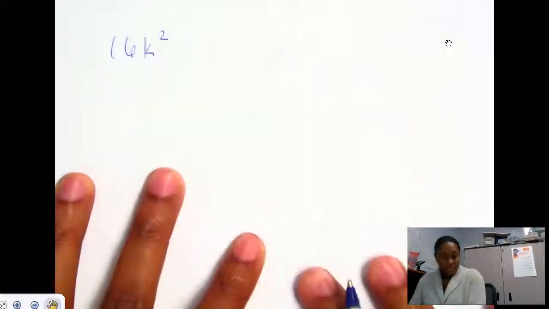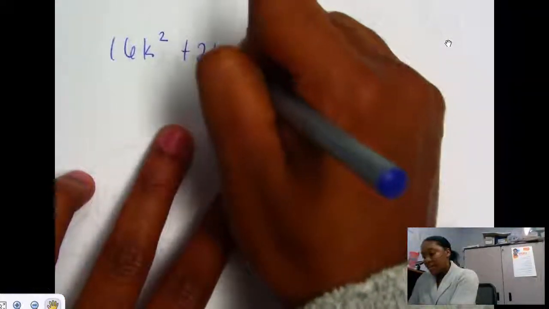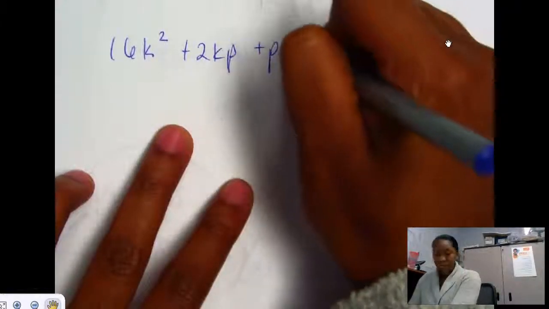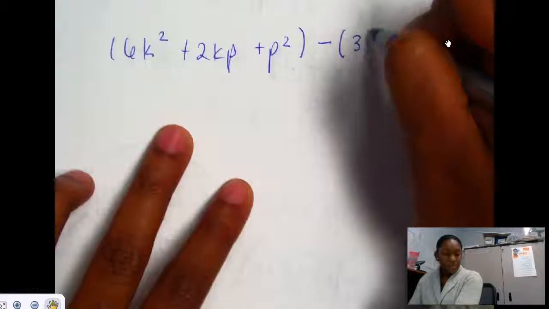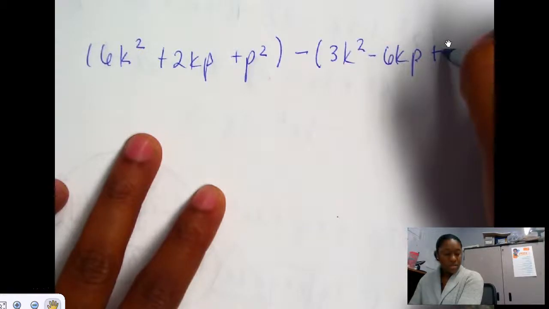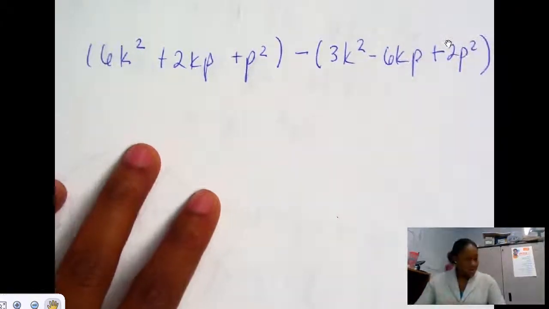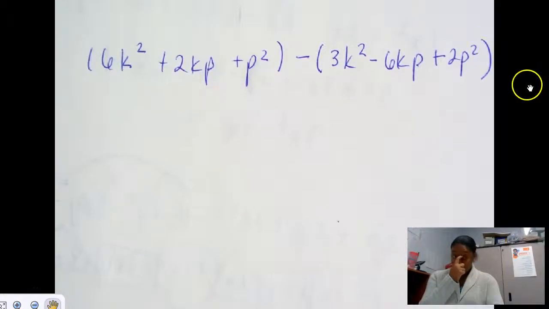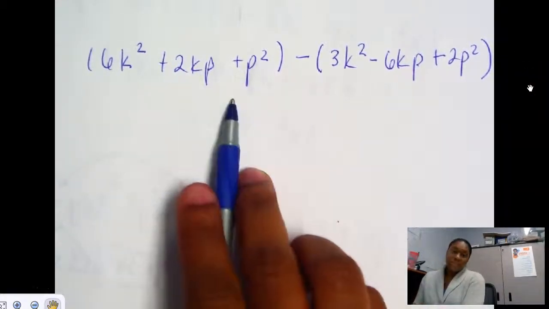Now I'm jumping to the back of page 286, and I'm going to do some more subtraction, then I'll do addition. Let's look at this one, number 60 on page 287. I have 6k squared plus 2kp plus p squared minus 3k squared minus 6kp plus 2p squared. Hopefully I got all the right terms. Okay, so again, let's drop down everything in this front parentheses.